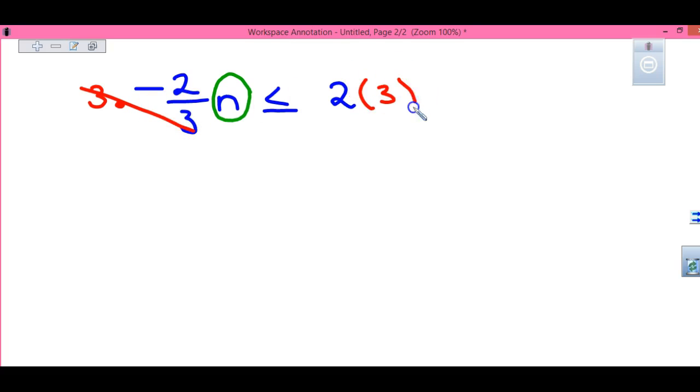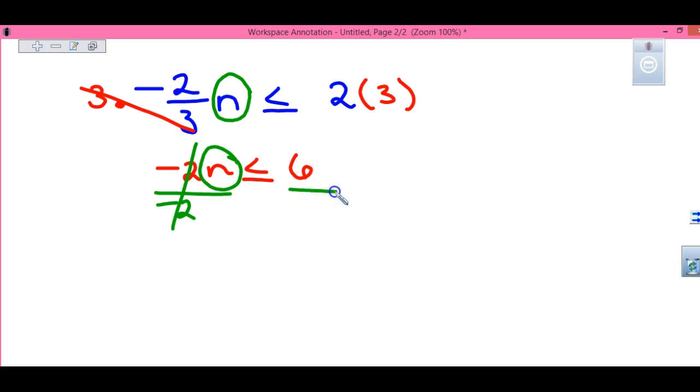We only flip the sign or change the direction of the sign when we multiply or divide by a negative number. So we've got -3, -2. Open or closed circle? Closed circle. And my graph would point to the right or to the left? So n is all the numbers greater than or equal to -3.